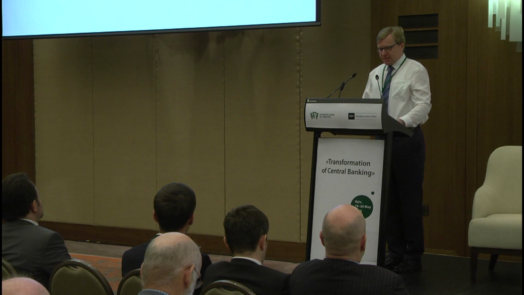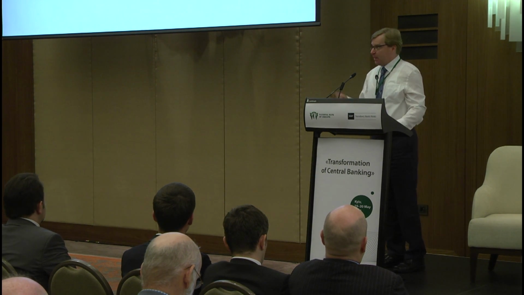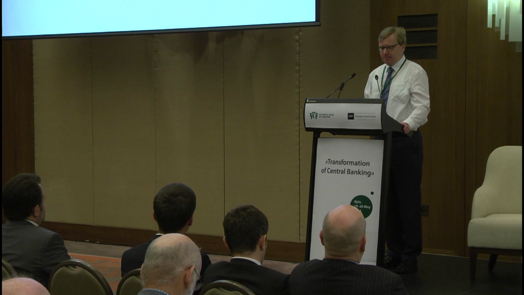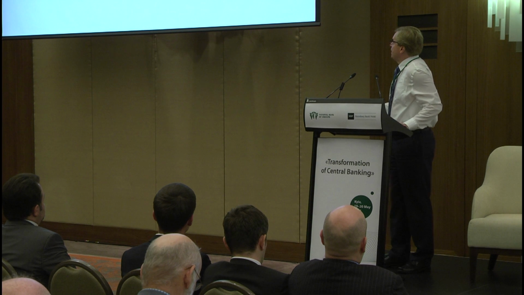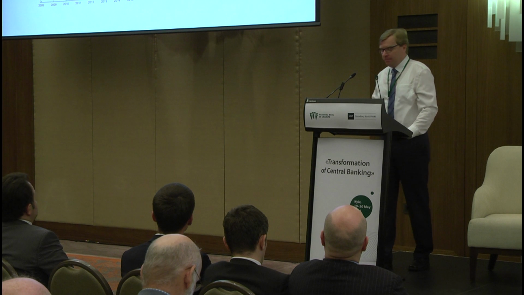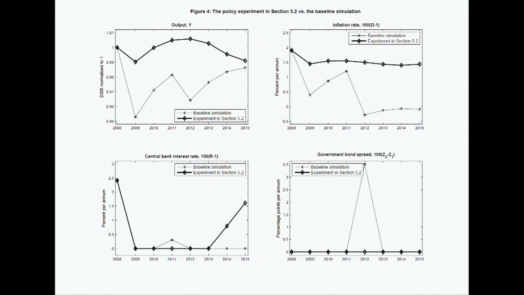So let's suppose that each fiscal authority follows this rule, and the fund is there standing ready to buy the debt of each national fiscal authority. If that had happened, the outcome since 2009 would have been much better. And now I'm just comparing the data. I'm comparing the baseline simulation, that's the thin line, the old solution of the model, with the policy experiment, the thick line. So you can see output and inflation would have been essentially stabilized, and also there would have been no government default premia.